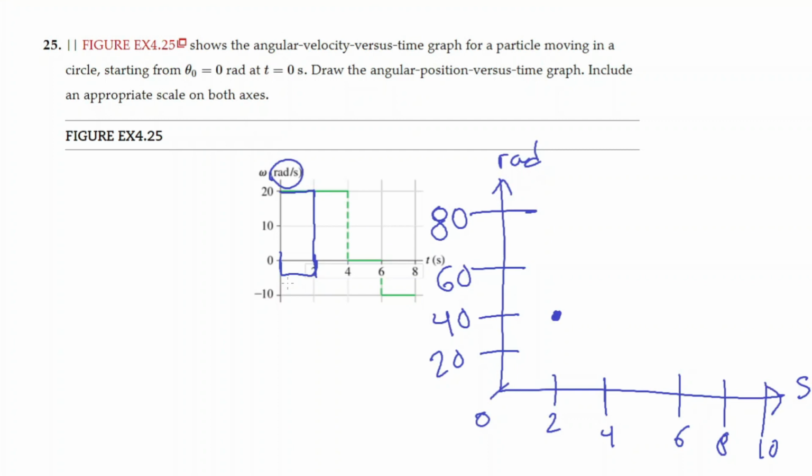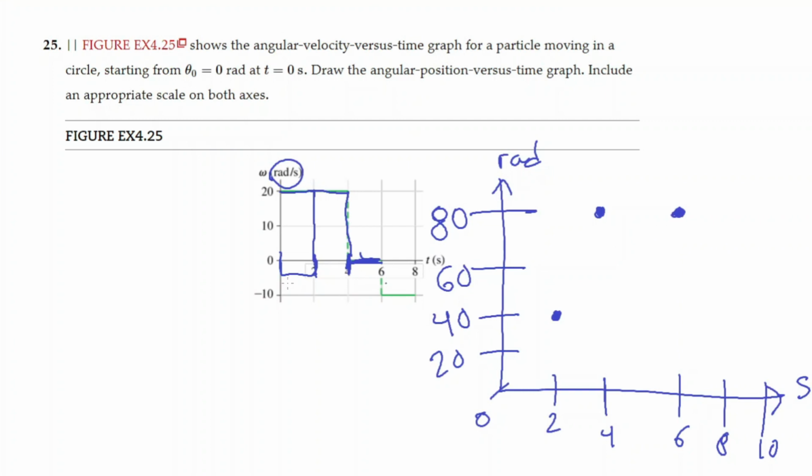And then we want to find the area from 2 seconds to 4 seconds. That's going to give us our displacement from 2 to 4 seconds. You can see it's the same rectangle, 20, and then a width of 2. So we're going to have a displacement of 40 radians. So 40 plus 40 is going to be 80. So at 4 seconds, we're going to have a position of 80 radians. And then we see the velocity versus time graph is 0, so that means we're not moving from 4 to 6 seconds. So we could plot another point at 80 radians.